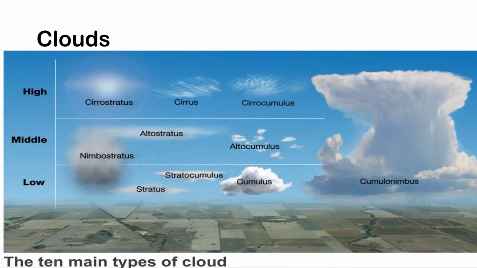Clouds. Clouds are made up from the evaporation of water. Some examples of low clouds are stratus and cumulus. Some examples of middle clouds are nimbostratus and altostratus. Some examples of high clouds are cirrus and cirrostratus. And the biggest cloud is cumulonimbus. So these were the main types of clouds.